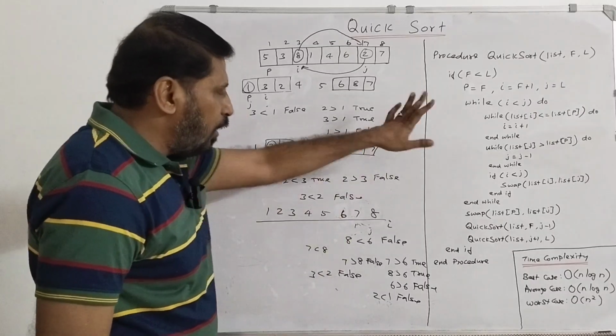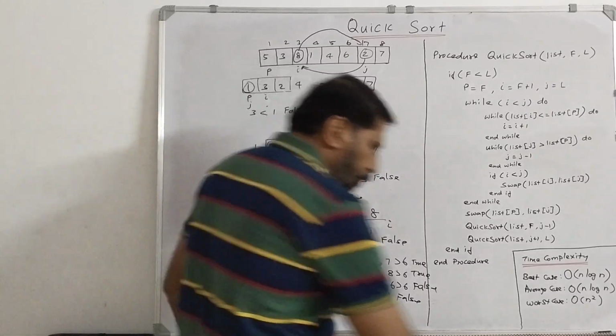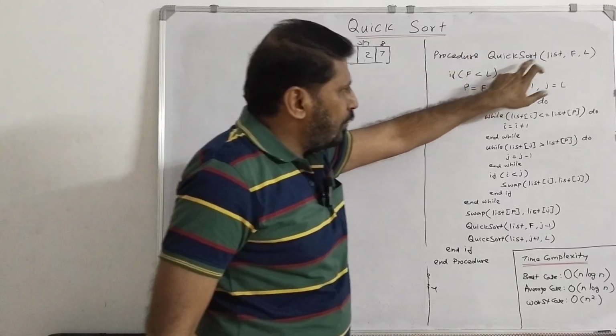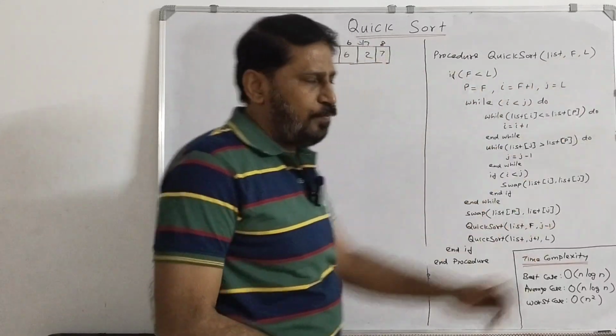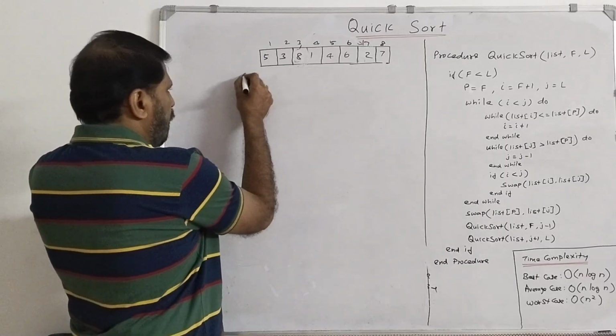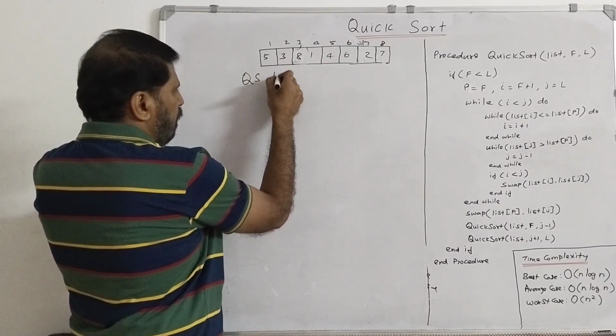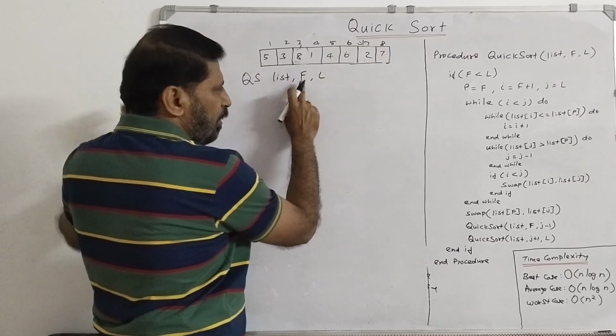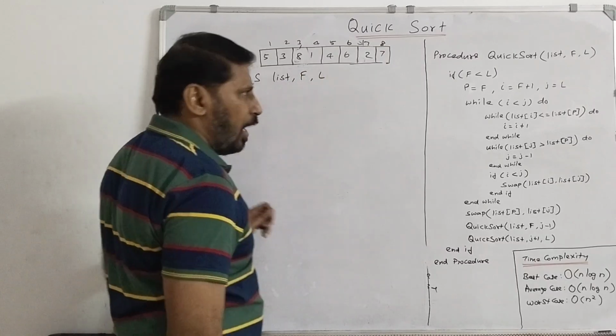Okay. So now we come to the algorithm, the procedure. Procedure quick sort list FL. What is that? Quick sort of list FL. F is nothing but the first number, L is nothing but the last number.